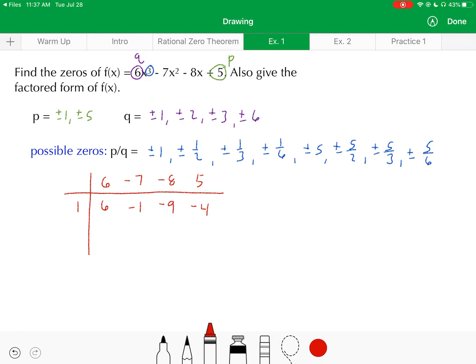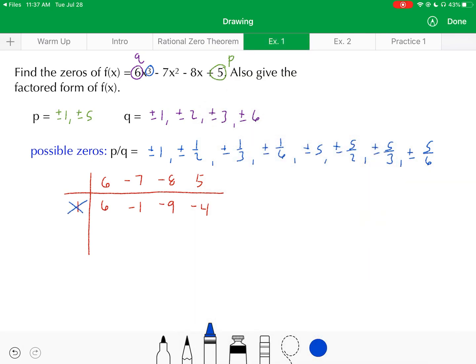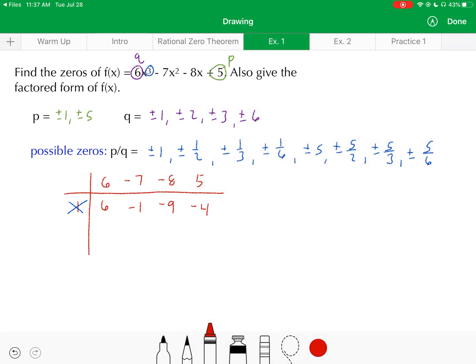And we know that last number is supposed to be our remainder, right? Well, I need the remainder to be 0 for 1 to be a 0 of the function. I don't have that here, so I can rule 1 out. So I move to the next number in my list. If you're looking at the blue list of numbers there, I would say my next number would be -1.